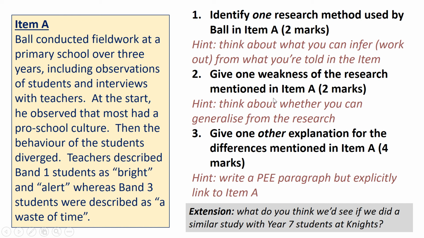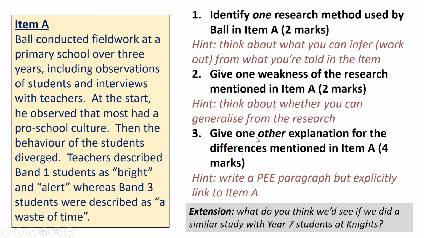Question 2, give one weakness of the research mentioned in item A. So for this question by itself, you wouldn't have to state what the research method was, but you would have to have worked it out in order to identify the research. Think about whether you can generalize from that research, and think about, is it valid or is it reliable? From what you've learned, anytime you get any research method, you should know that method is reliable or that method is valid. So 2 marks for that one.